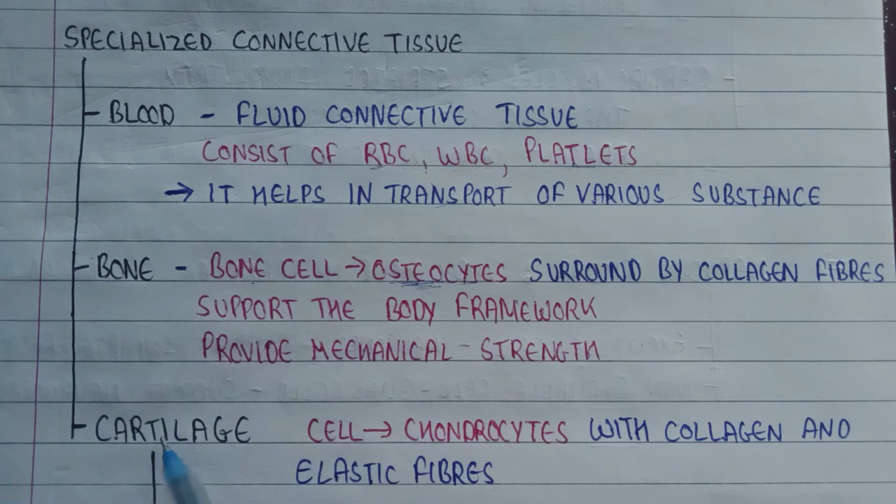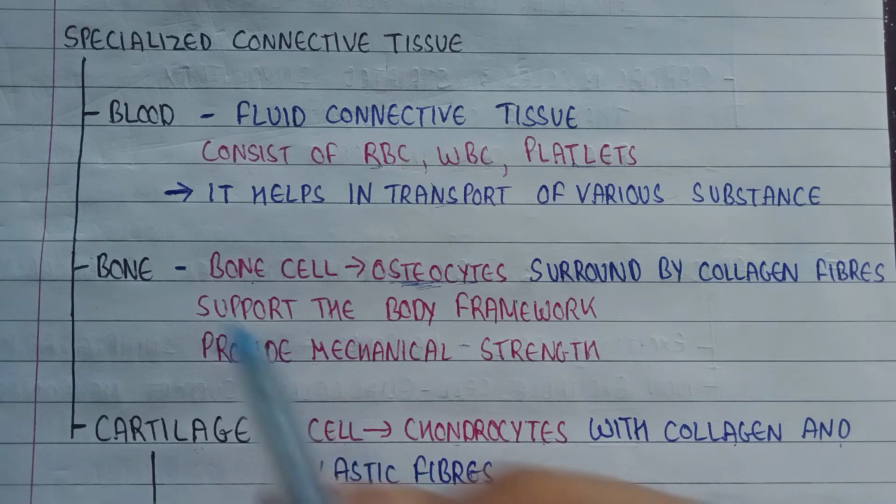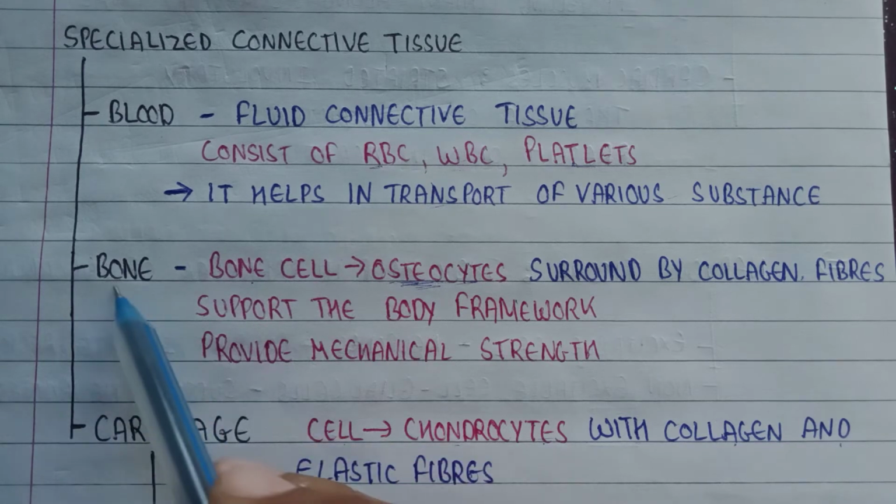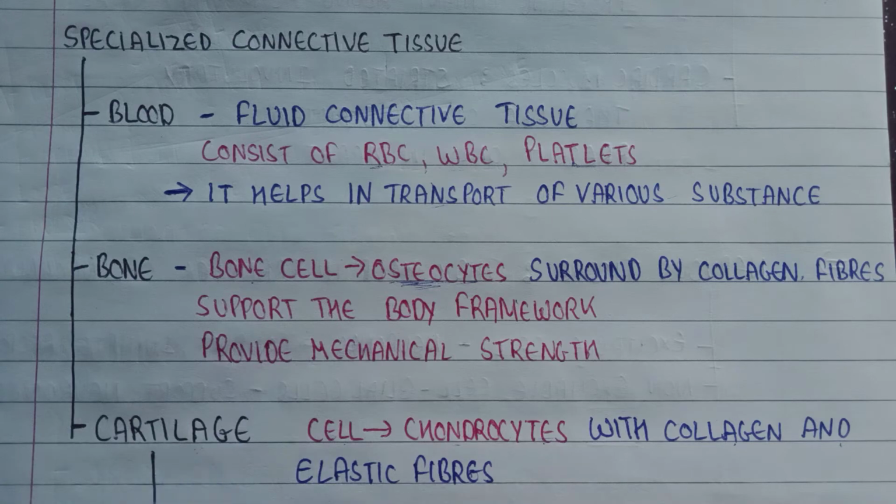Third is cartilage. The cells of the cartilage are known as chondrocytes, and they are present with collagen and elastic fiber. This is one thing you need to understand: in bone there are only collagen fibers, but in cartilage it has collagen along with elastic fiber. It means that cartilage is somewhat elastic as compared to bone. You can't bend a bone, whereas you can bend a cartilage easily.